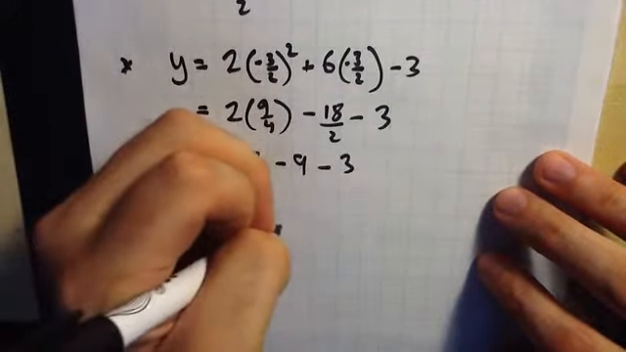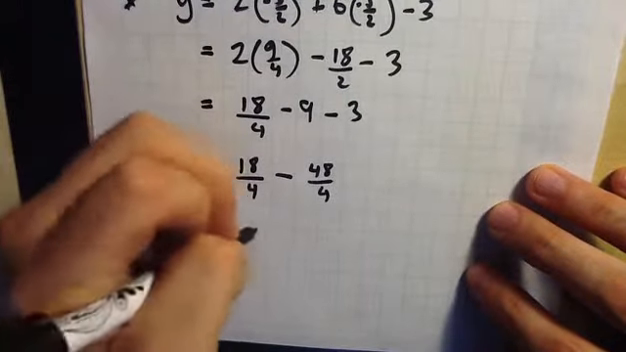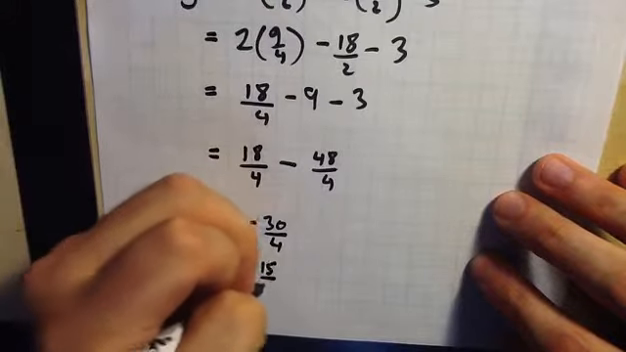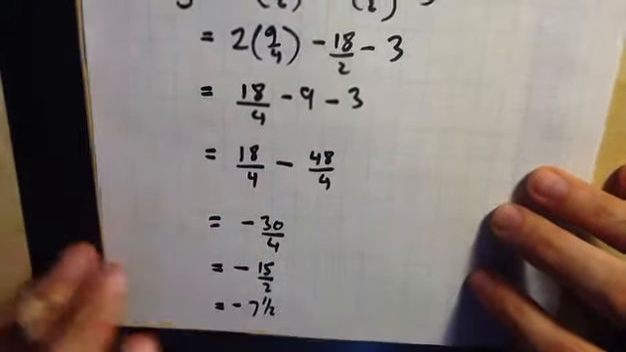What's 12 written with the denominator of 4? That's going to be negative 48 on 4. So 18 take 48 is negative 30 on 4. Okay, let's simplify it. It's negative 15 on 2, which is negative 7.5.